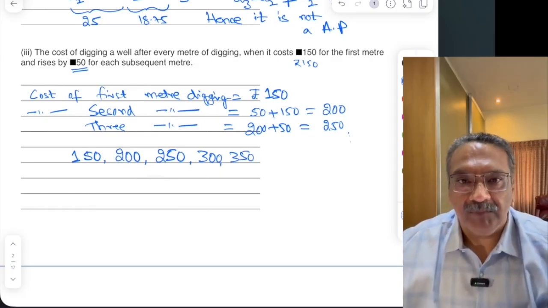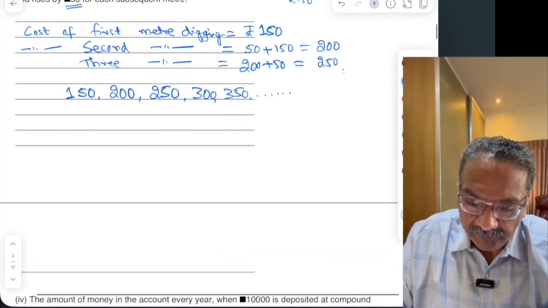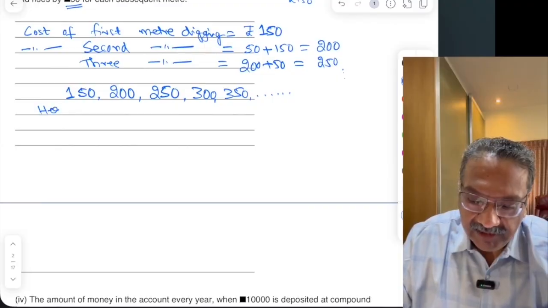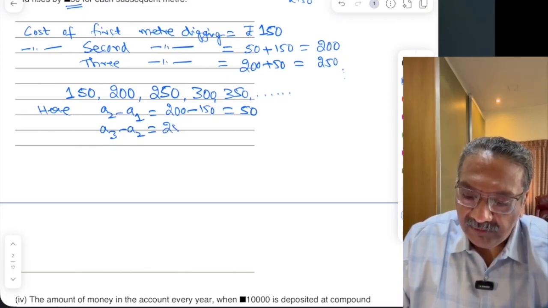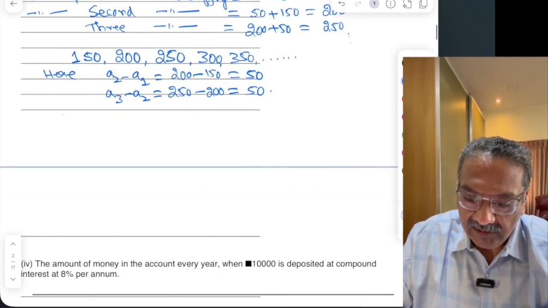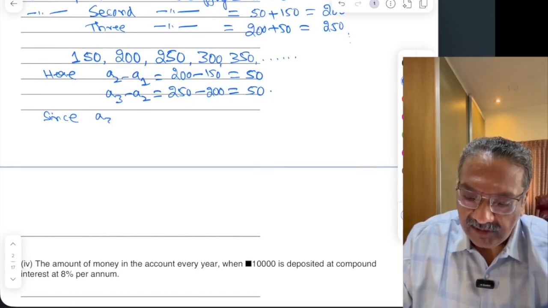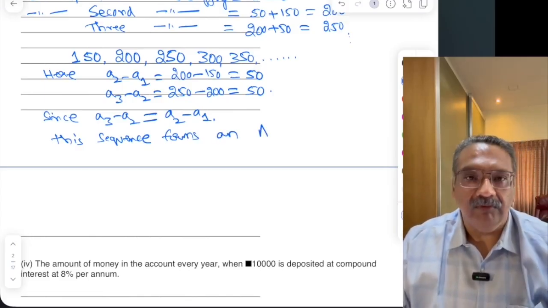So let us find the difference between the subsequent terms. So we can say that here A2 minus A1, what is A2 here? 200 minus 150 is 50. Similarly, A3 minus A2 is equal to 250 minus 200, which happens to be 50. So we can say that since the common difference is same, A3 minus A2 is equal to A2 minus A1, this sequence forms an arithmetic progression.